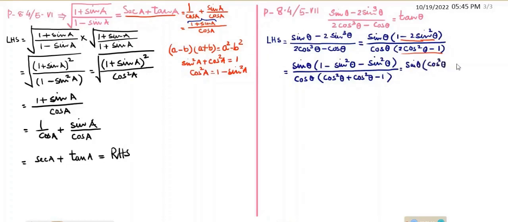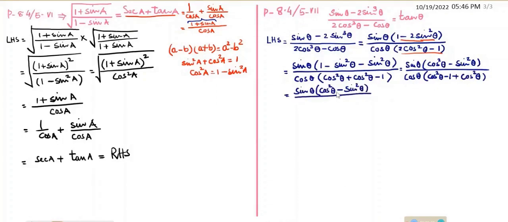Replacing 1 minus sin square theta by cos square theta in the numerator. Rearranging the terms in the denominator. Taking minus common from an expression leaves positive terms as negative and the negative terms as positive.